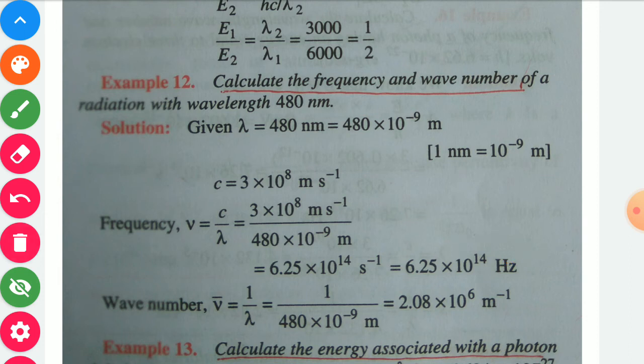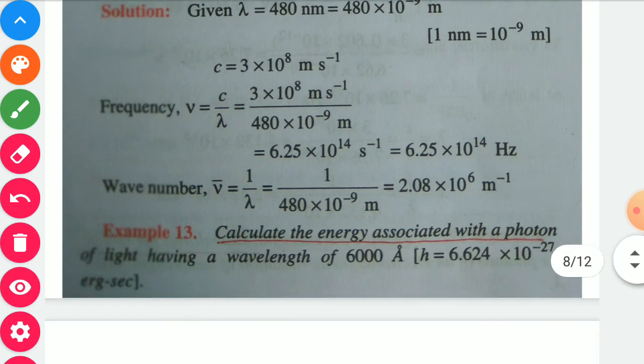Now the second part of this question, we have to calculate wave number. As we know that wave number is just the reciprocal of wavelength. So wave number nu bar is equal to 1 upon lambda. Lambda value given is 480 nanometer, that is 480 into 10 power minus 9 meter. So on solving it will be 2.08 into 10 power 6 per meter.